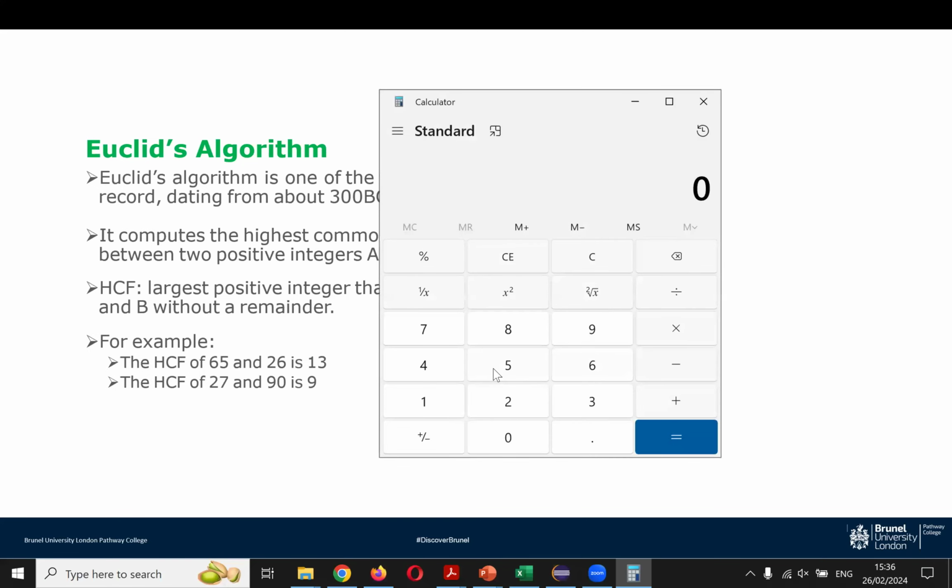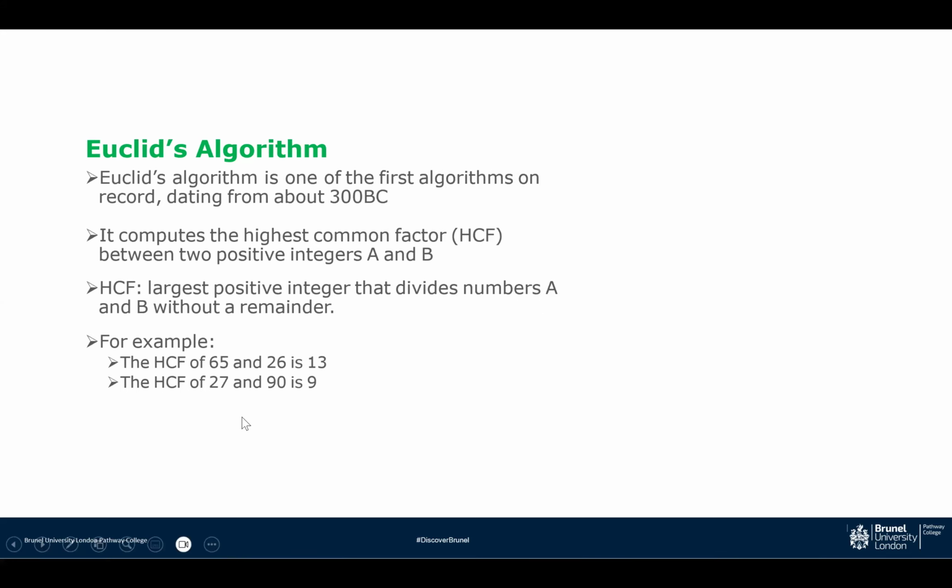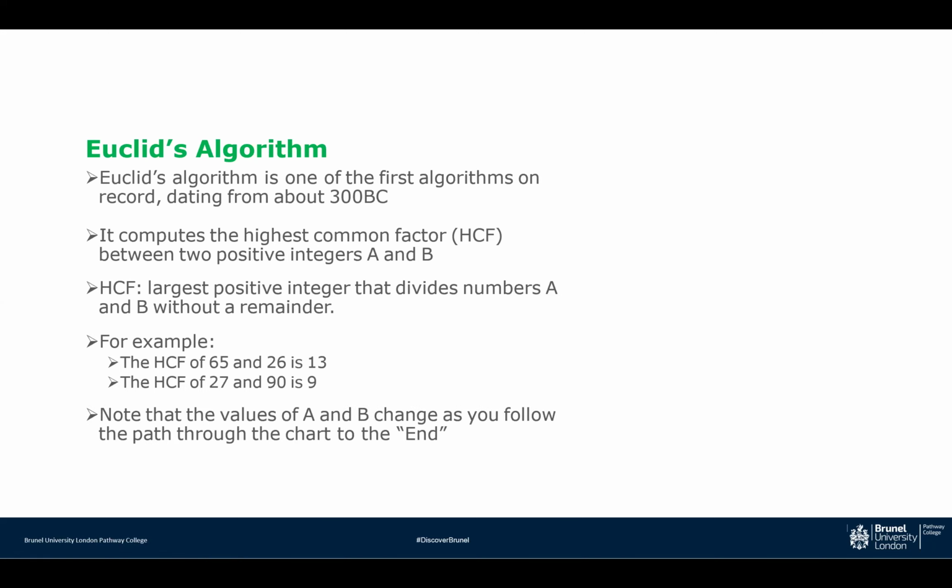So 65 divided by 13 gives us 5, and 26 divided by 13 gives us 2. Correct? Without any remainder. Same thing here. The highest common factor for 27 and 90 is 9. 9 is the biggest number that we can use to divide both numbers. You understand the concept here? That's what the highest common factor is. Now, Euclid's algorithm helps us to find that value. Note that the values of A and B change as you follow the path.